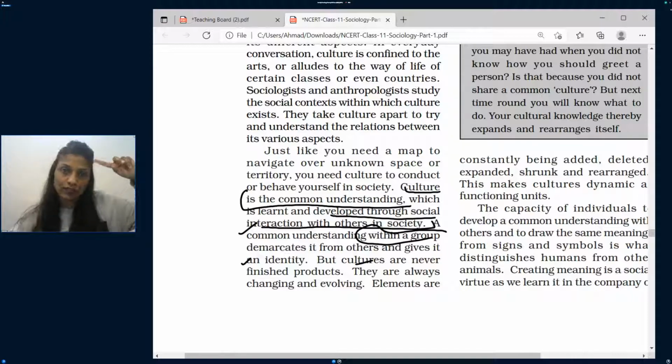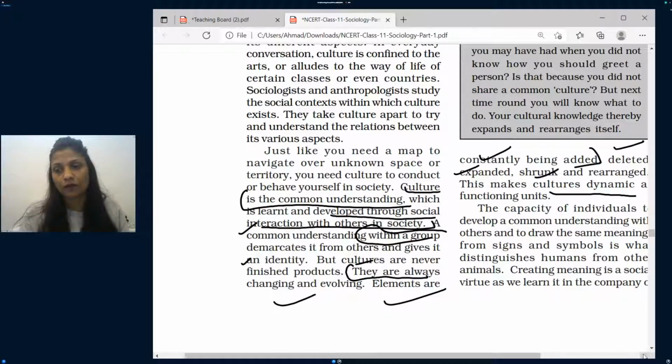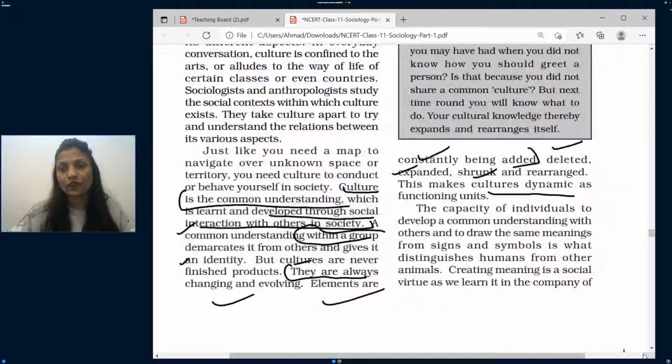What type of culture used to be there 50 years ago will not be the same in today's time. It is an evolving process. So the elements of culture are always changing. Elements are constantly being added. Something is being added, some gets deleted, some gets expanded, some shrunk. So it means that culture is dynamic, dynamic as functioning units. This is what we have to understand.